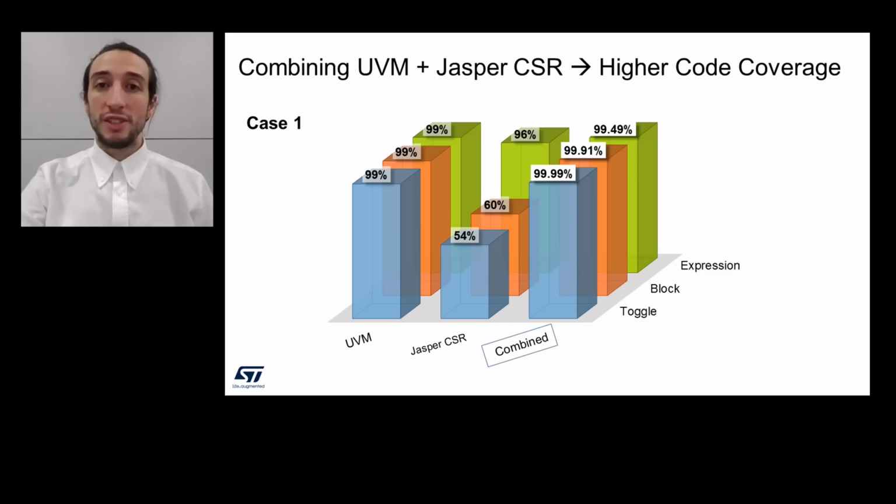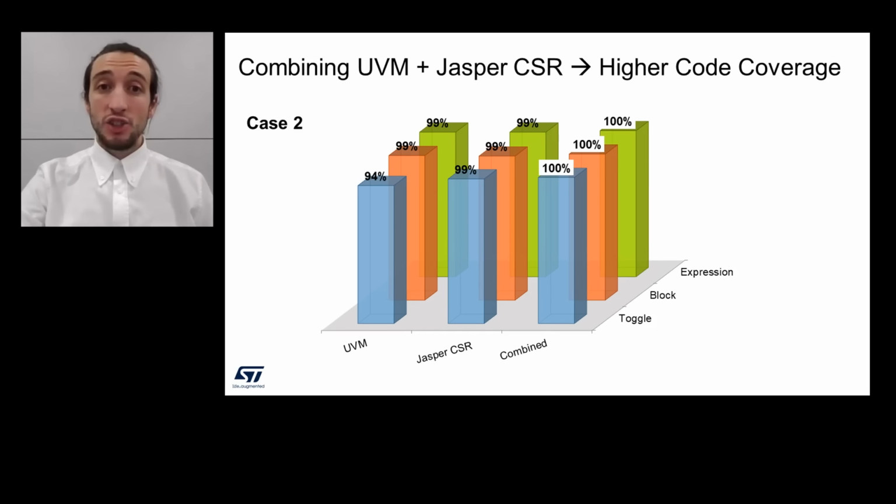It's important to emphasize here that when we combine the coverage results from UVM and Jasper CSR, we can still increase our total coverage, which means that Jasper was able to stimulate and reach some of the registers that were not stimulated by dynamic simulation.